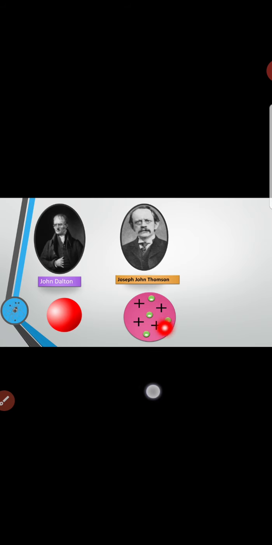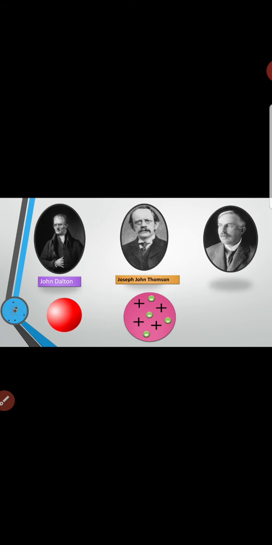Here negative particles are represented with the green color, and these negative particles are embedded in a positive particle. Positive particles are uniformly distributed on an atom, and the negative particles are placed in that positive particle. This was discovered by J.J. Thomson, and for this discovery J.J. Thomson also got the Nobel Prize.